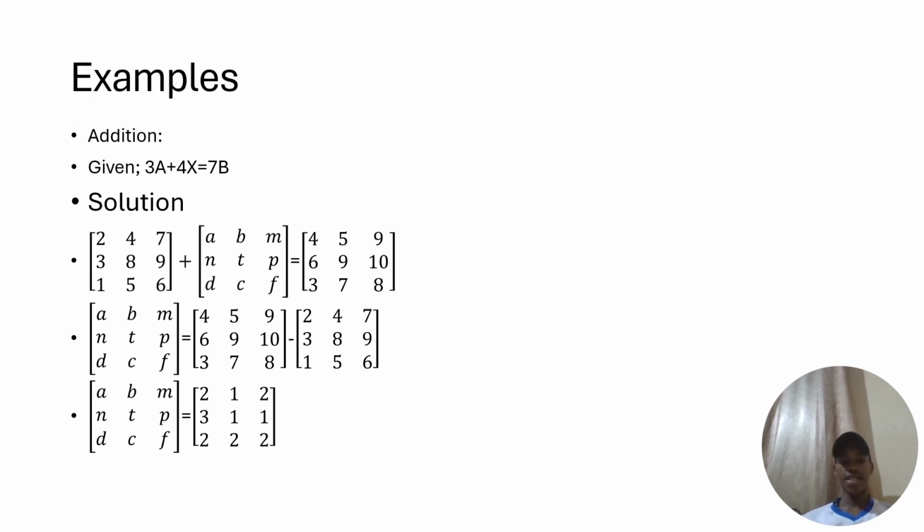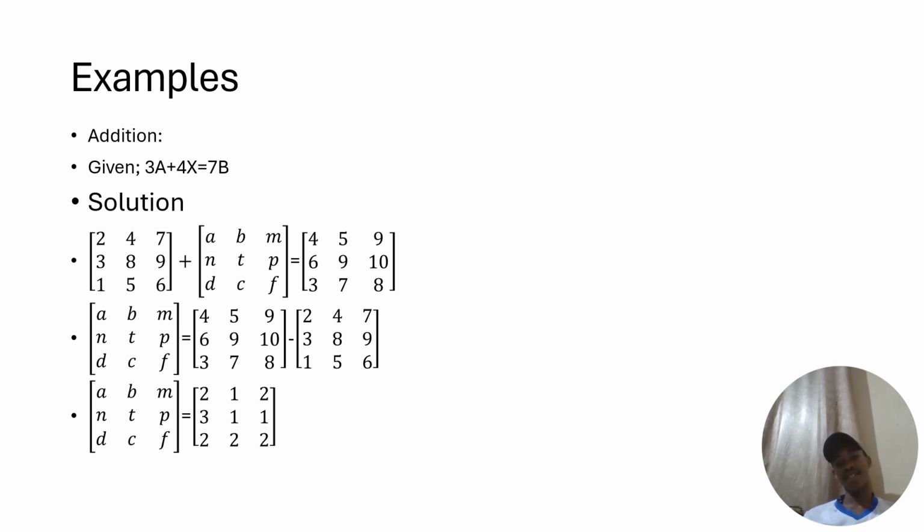We're having our example here. In the operations used in matrices, we use addition, subtraction, and also multiplication. Here we are going to use two operations at a go. You're given 3a plus 4x equal to 7b. How do we tackle this? You first get your entries of the known ones.